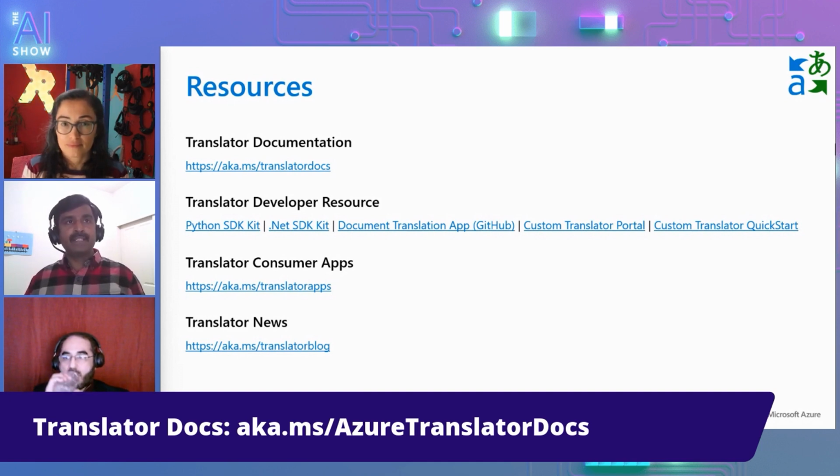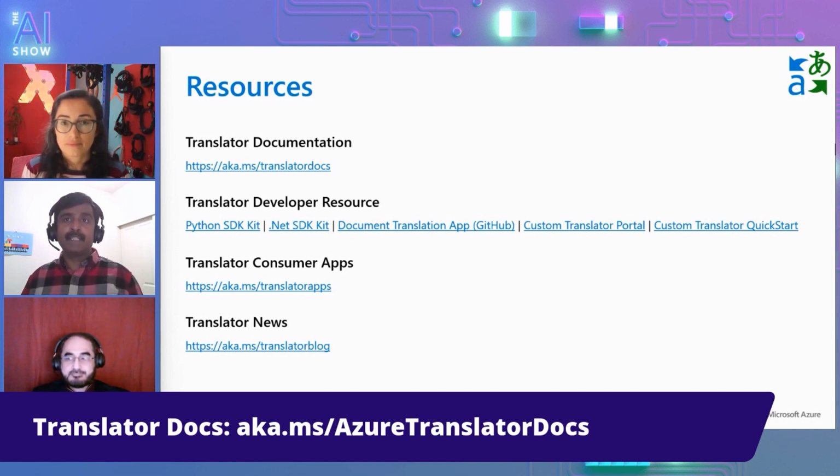There's documentation with a single URL, easy to remember, translator docs, where you can find out about text translation, document translation, as well as how to build custom models. And we do have an SDK in Python and .NET, and we have sample apps on GitHub, which could help you translate on the go without doing any development. You can just deploy the app and use it.